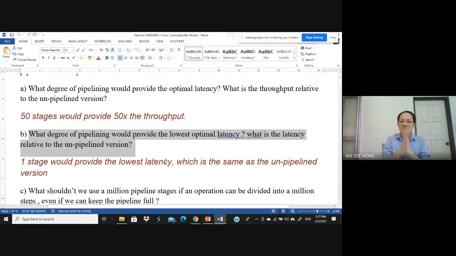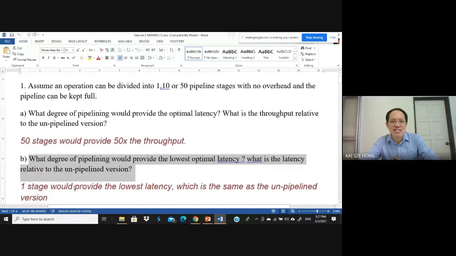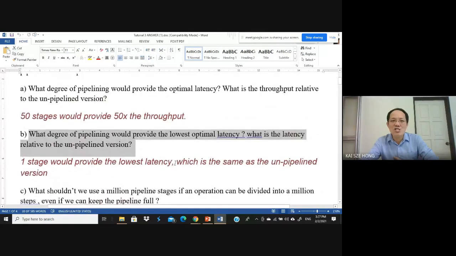Okay, very good. And now, third question, same question here. We have 1, 10, and 50. Why shouldn't we use a million pipeline stages? Let's say if we have a million pipeline stages, why shouldn't we use them if an operation can be divided into a million steps, even if we can keep the pipeline full? Anyone, can you give me any answers? Suggest any answers. Take many resources.